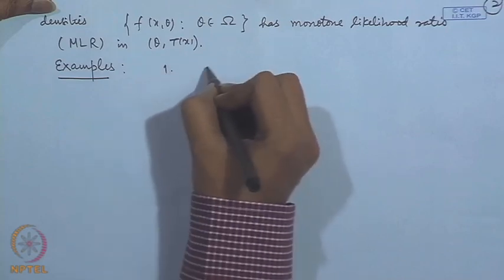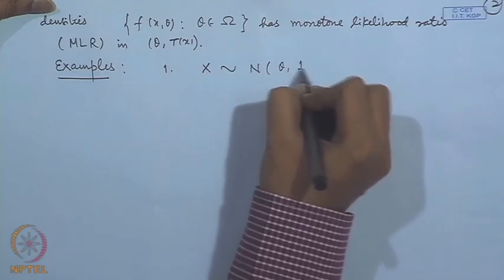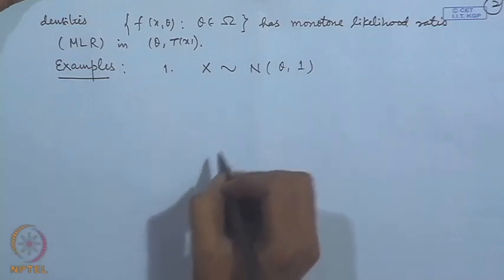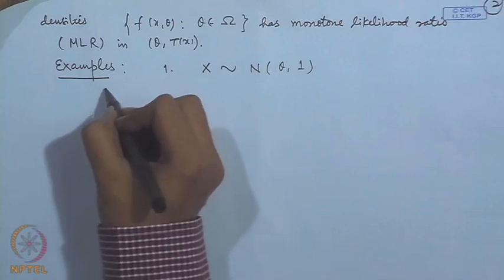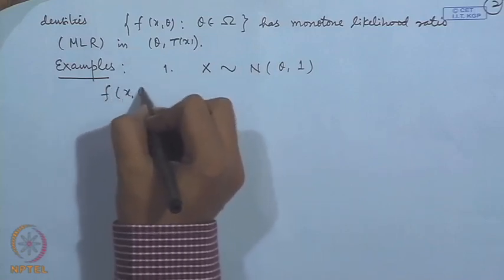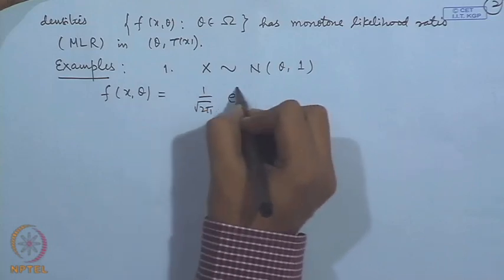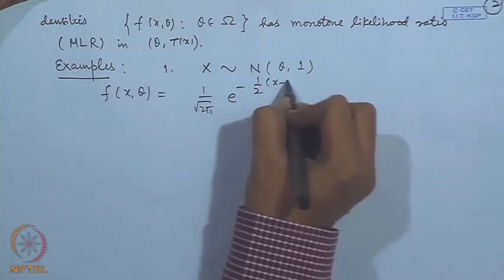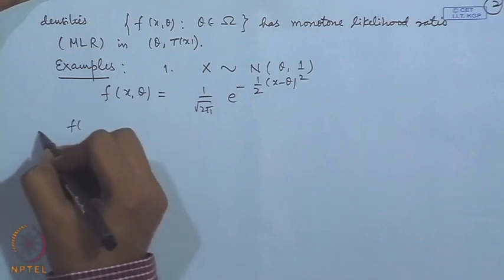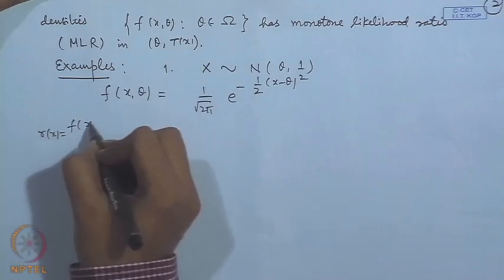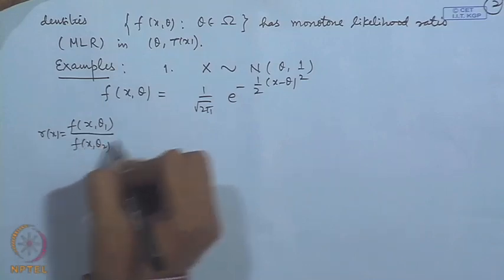Say, let us consider X following a normal distribution with mean theta and known variance 1. Let us write down the distribution. f(x, theta) is 1 by root 2 pi e to the power minus half (x minus theta) square. Let us consider this ratio r(x), that is f(x, theta 1) divided by f(x, theta 2).